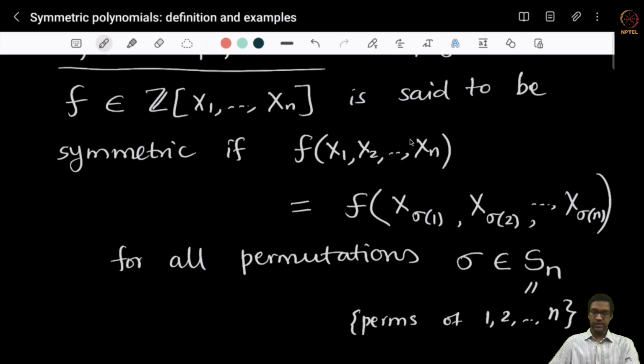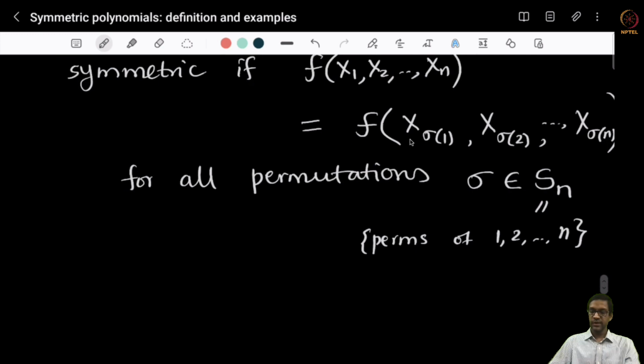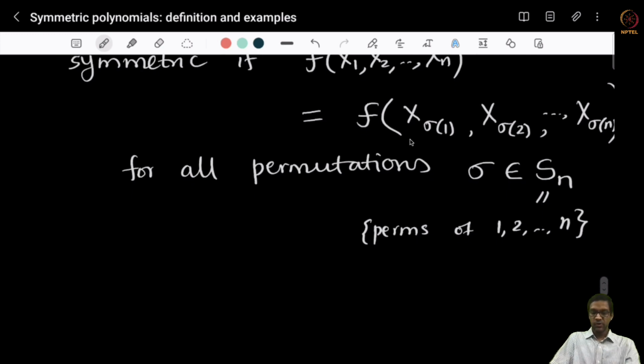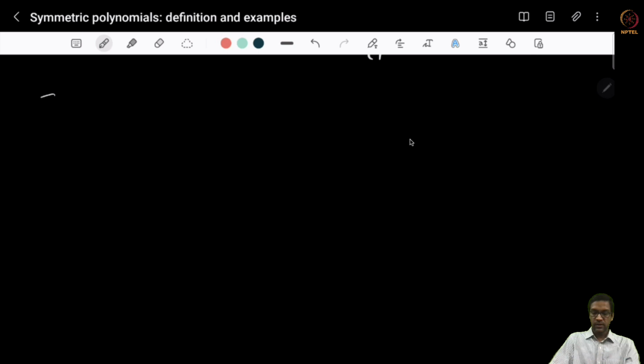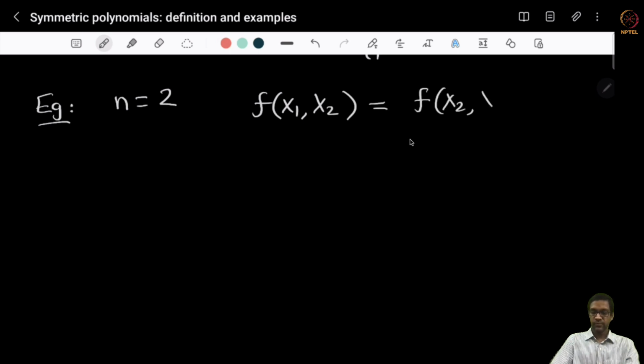So what are examples? Let's look at simple ways in which one can construct symmetric polynomials. Let's start with n equals 2, so two variables. What's the property here? I have two variables x1 and x2, and the property I need to satisfy is only this: if I permute the variables and look at x2, x1, then the value of f is the same. This is what a symmetric polynomial is. Let's write a few different examples.